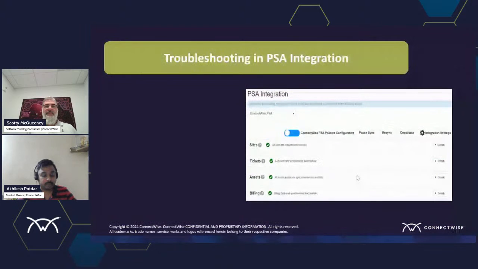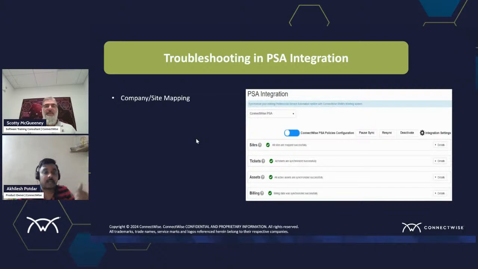In PSA integration, you configure entities like ticket, asset, and billing between two solutions, which is the RMM solution and the PSA solution. On the right hand side, you can see the reporting page for the PSA integrations. So what is the agenda for today, or what comes to mind when I say troubleshooting in PSA integration?